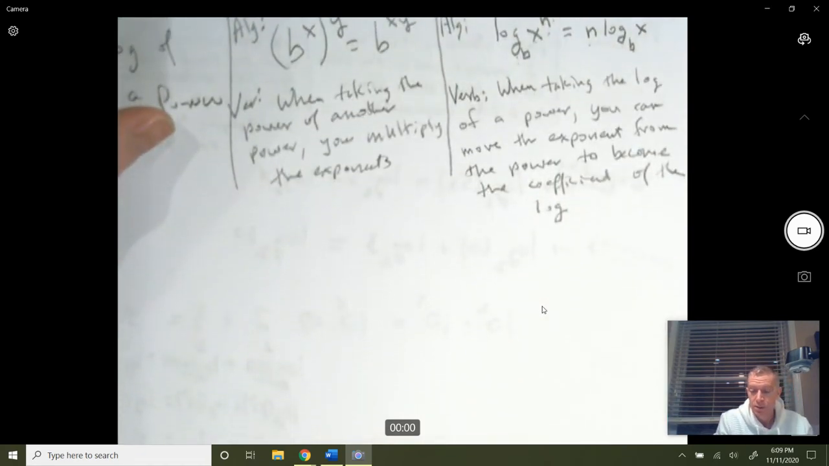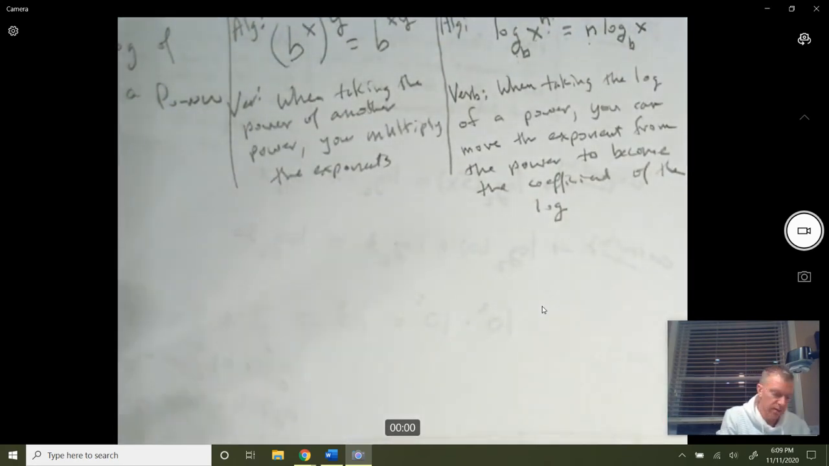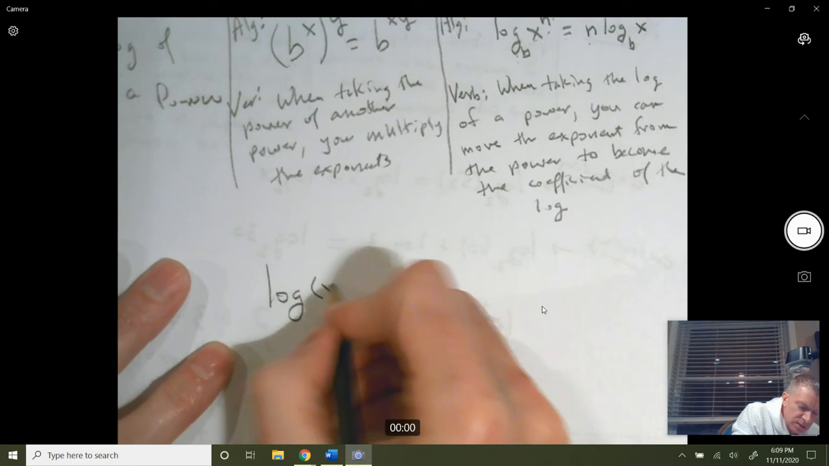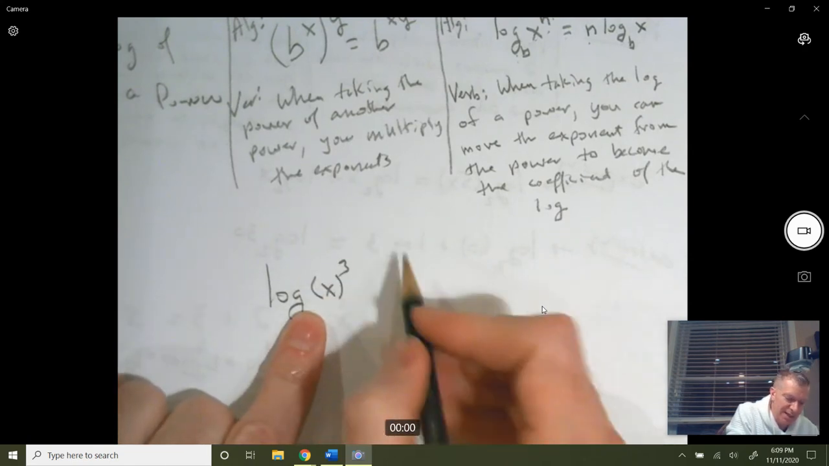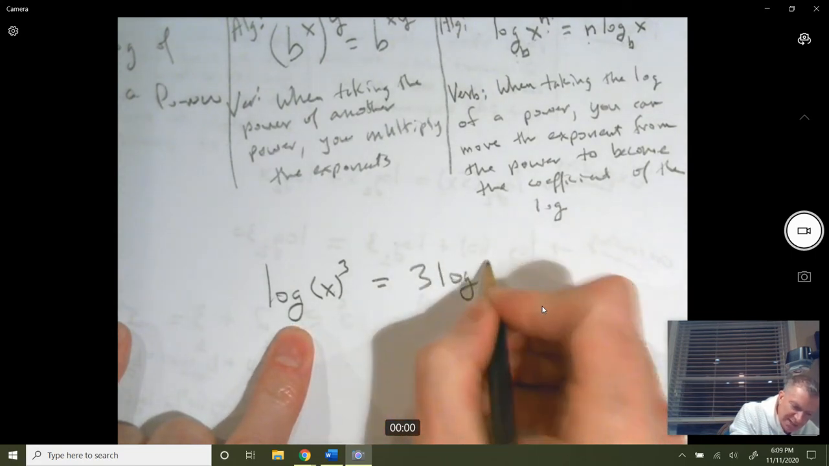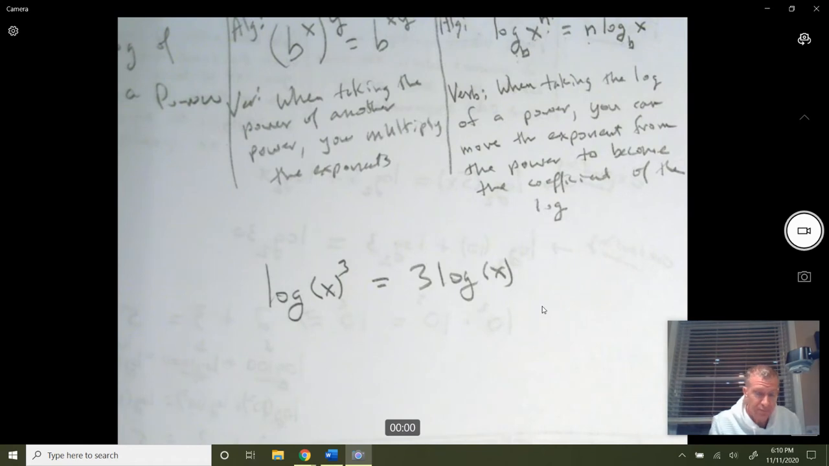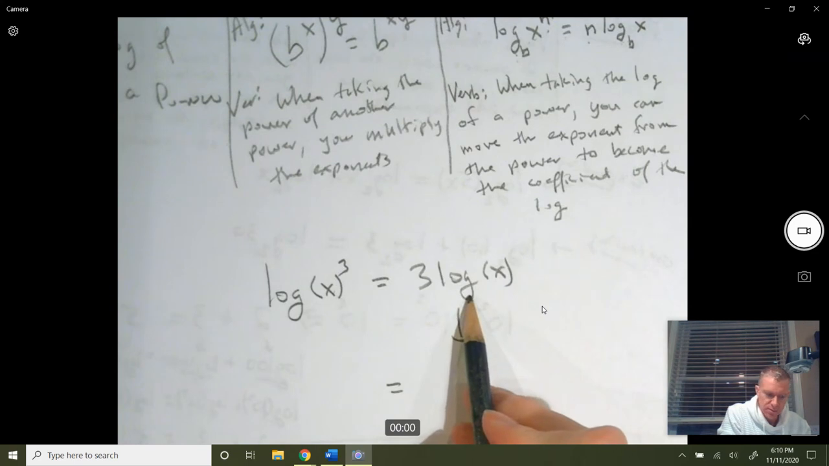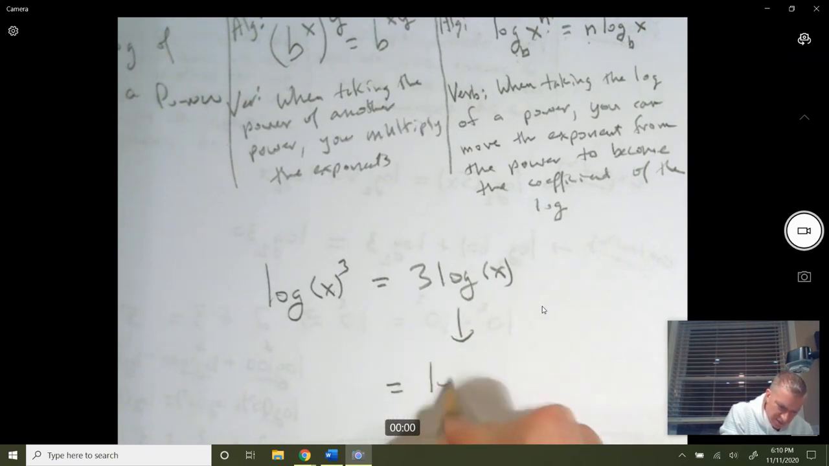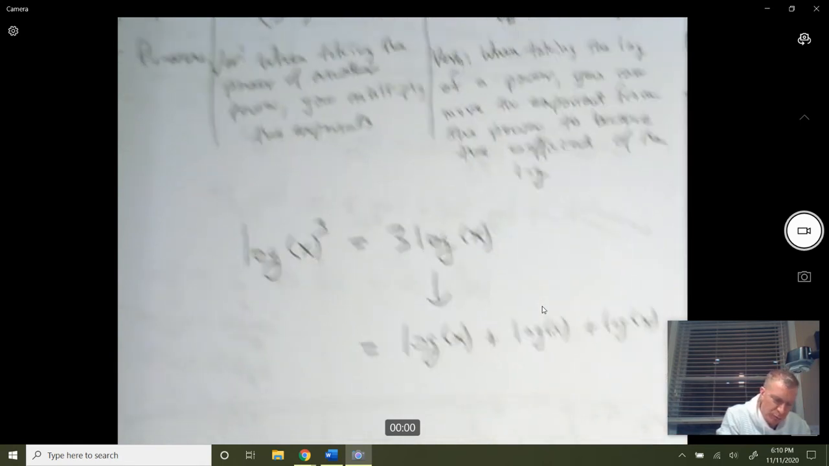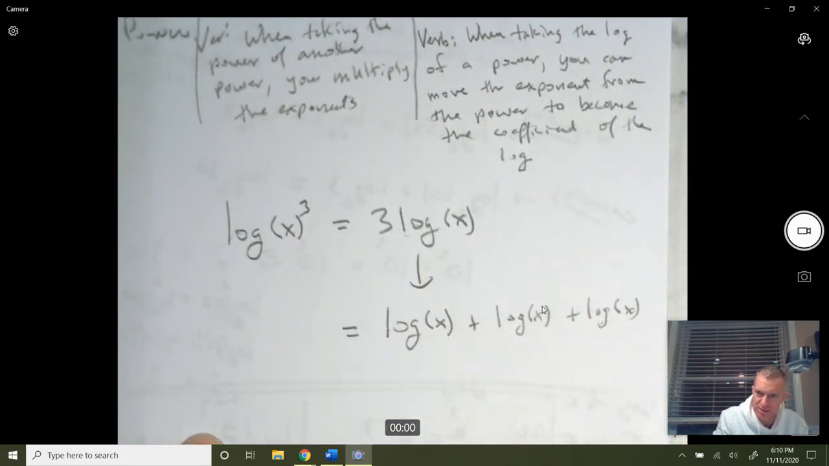Okay. So now why can you do this? Let's just talk about kind of a simple example. Let's say I've got log of x cubed, and this rule says I can take that 3 and pull it out front. Call it 3 times the log of x. Okay, can I do that? Let's think about this. What is 3 times the log of x? Okay, well, that's the log of x plus a log of x plus a log of x. I've got 3 log of x's, so I can call it 3 log of x's.